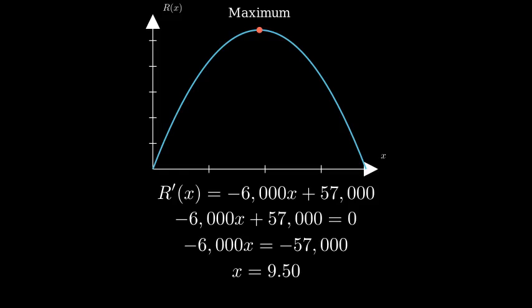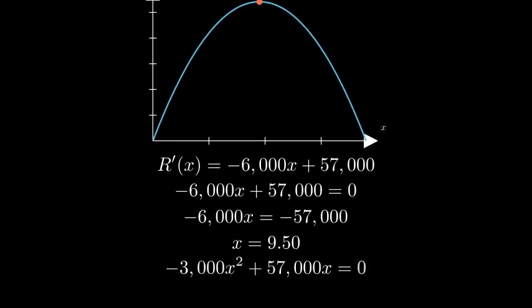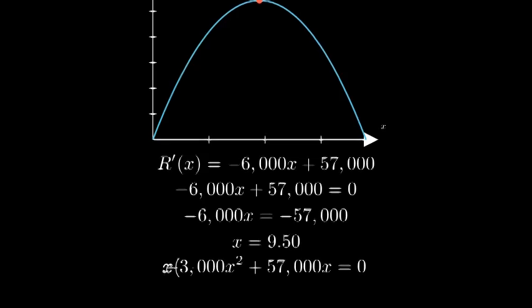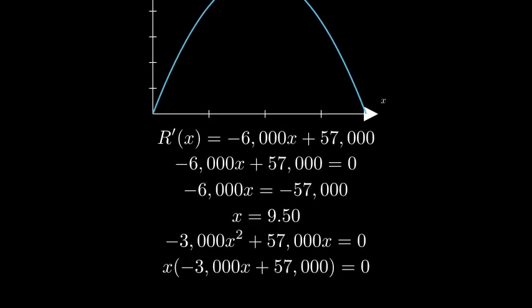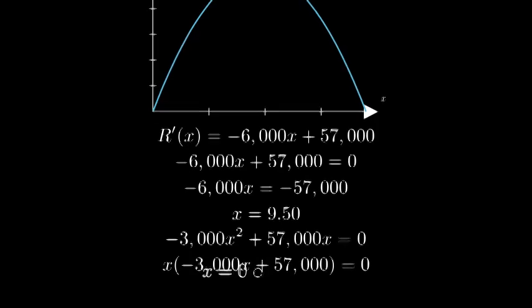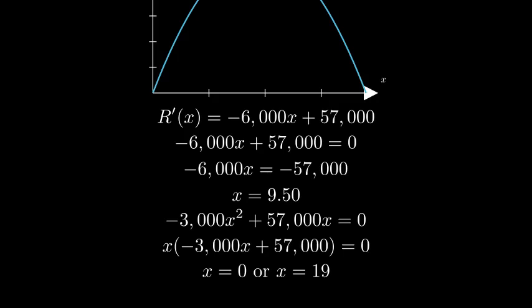Finally, let's find the price where revenue becomes 0. We need to solve negative 3,000x squared plus 57,000x equals 0. Factoring out x: x times (negative 3,000x plus 57,000) equals 0. So x equals 0 or x equals $19. Since x equals 0 means free tickets, and $19 is our higher price, $19 is the price where revenue becomes 0, meaning no one would attend the game.